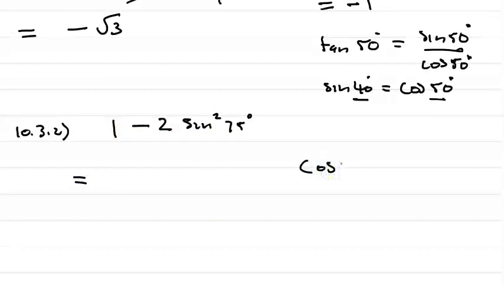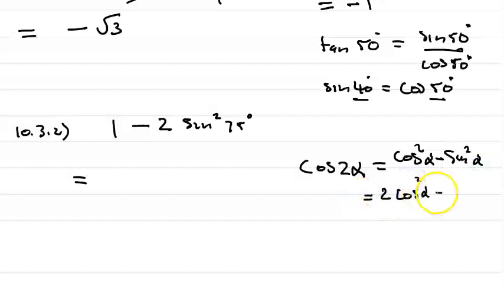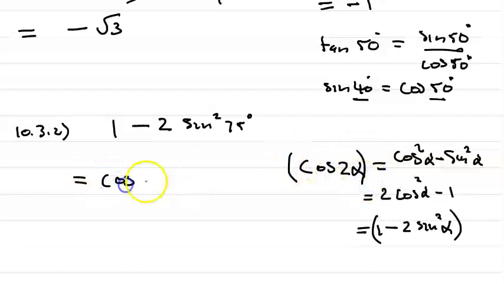Well, cos 2 alpha has 3 expansions that we should know. Cos squared alpha minus sine squared alpha, that's equal to 2 cos squared alpha minus 1, or 1 minus 2 sine squared alpha. So if you look at this now, 1 minus 2 sine squared alpha, they're testing us on double angles here. So therefore we can write it as cos 2 alpha. So that will be cos 2 times 75 degrees, which is equal to cos of 150 degrees.